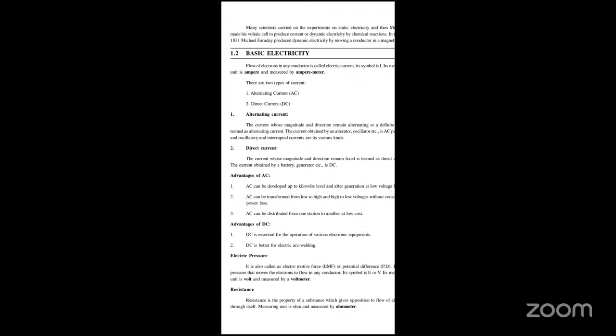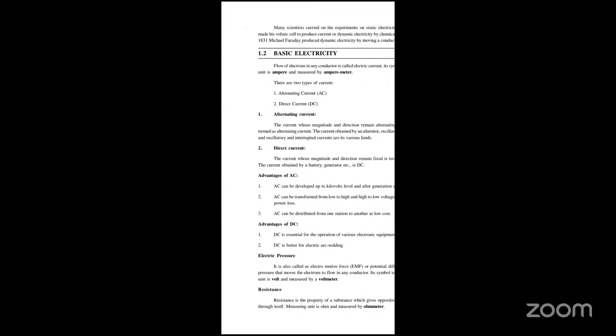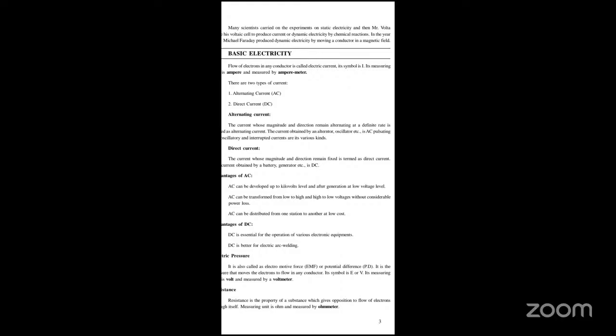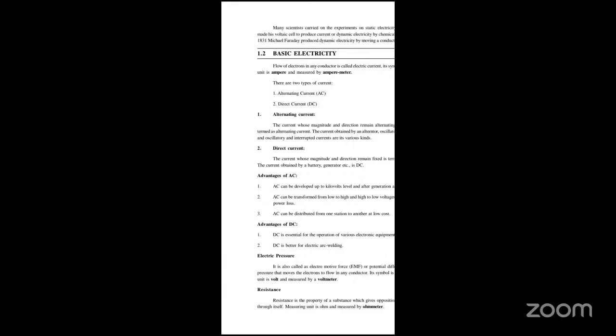General pressure means force acting per unit area is called pressure. Stress and pressure both have the same units. Here we are discussing electric pressure. It is also called the electromotive force, EMF, or potential difference, PD. It is the pressure that moves the electrons to flow in any conductor. Its symbol is V. Its measuring unit is volt and it is measured by a voltmeter.